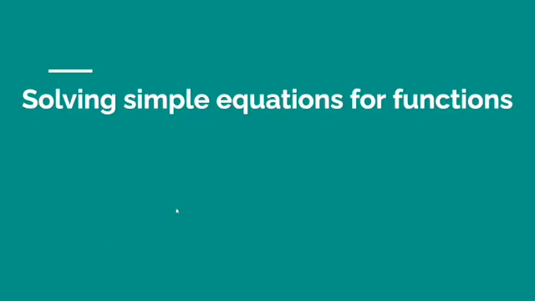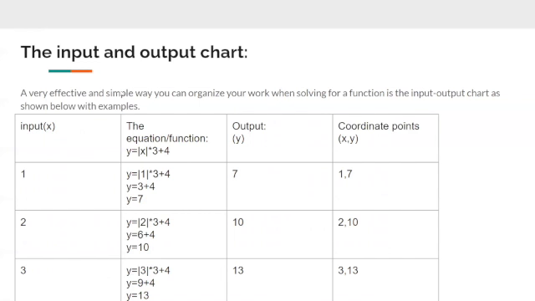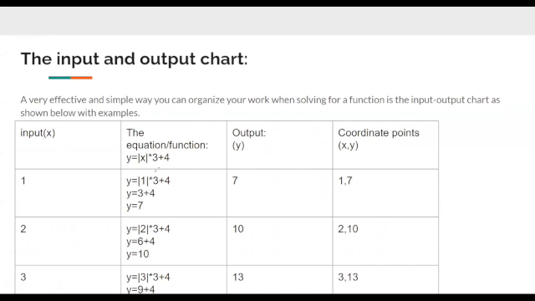Solving simple equations for functions. A very effective and simple way you can use to organize your work for solving for functions is the input-output chart as shown below with examples. For example, this is the equation or the function or the rule or whatever you want to call it: y is equivalent to the absolute value of x multiplied by 3 and then plus 4. So for 1, if you just plug this in, it's the absolute value of 1 times 3 plus 4. Absolute 1 times 3 is 3. 3 plus 4 is 7. So the output is 7. So the coordinate points are going to be (1, 7).